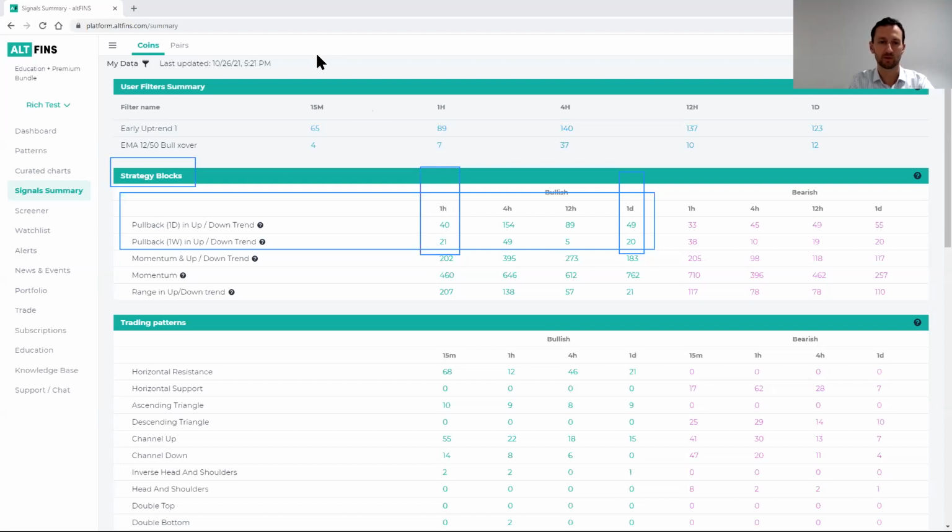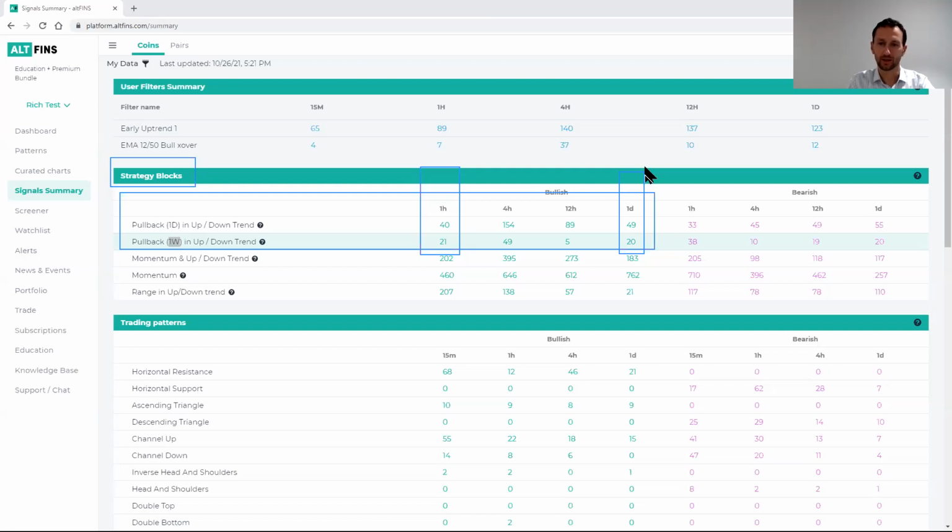But what this means is that the first one says pullback 1 day in an uptrend. That means that when I click on this link, I'll see coins that are in an uptrend, but are trading down for the last 24 hours. And that's the 1 day here. The second one, pullbacks with 1 week, is similar in that we're going to get in our results all the coins that are in an uptrend, but are down for the last week, okay?